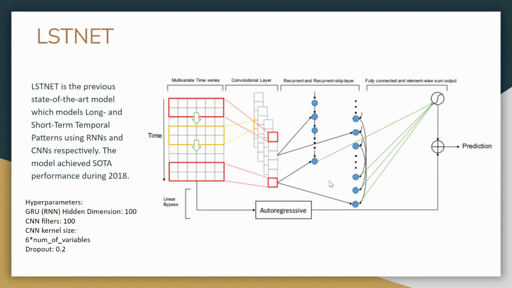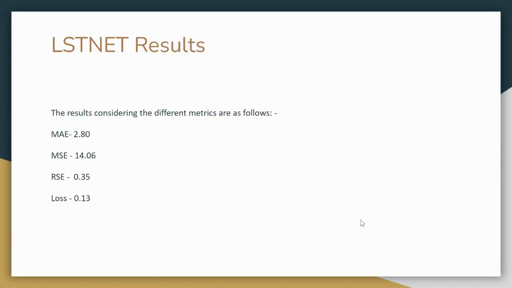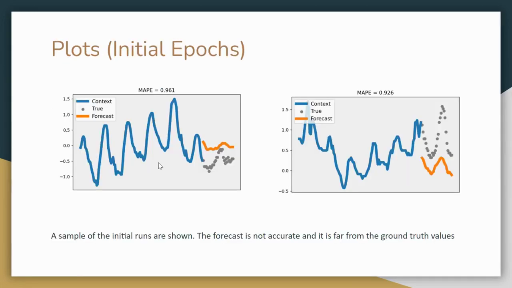And coming to the hyperparameters which we have used for this model, the GRU hidden dimension is 100, and the CNN filters are 100. The CNN kernel size is 6 times the number of variables, and the dropout is 0.2. And talking about the results obtained for this model, the MAE is 2.80, MSE 14.06, RSE 0.35, and loss 0.13.